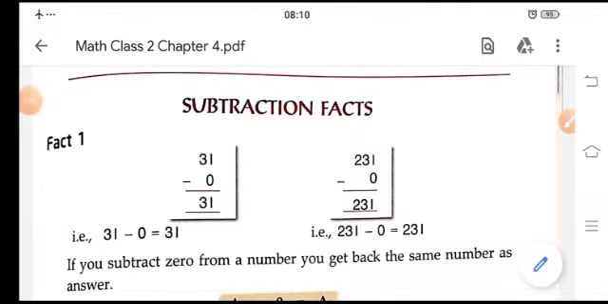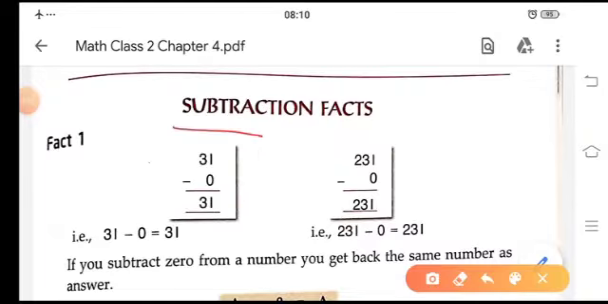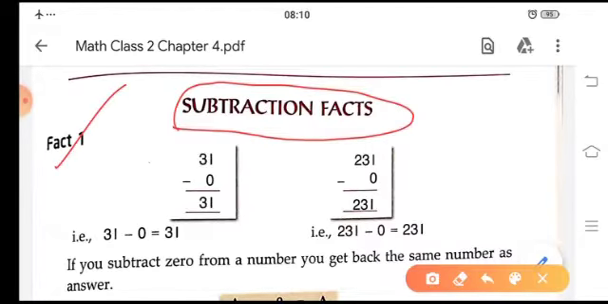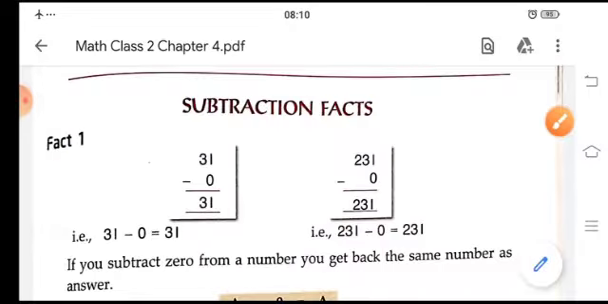So we'll move on to subtraction facts, students. So you all know fact number 1: if any number is subtracted by 0, then we'll get the same number as the answer. Like 31 minus 0, 31. 231 minus 0, 231. Okay, the same number will be the answer.